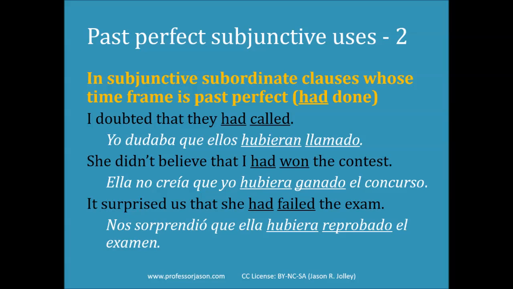She didn't believe. Ella no creía que yo hubiera ganado el concurso. Que yo hubiera ganado el concurso. Again, using the past perfect subjunctive because in my English thinking brain, I hear had won. Had. Hubiera ganado el concurso.